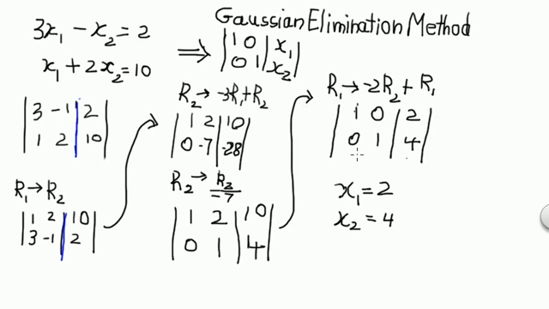This matrix is now in Gaussian elimination form, and the last column is actually the solution to our system. So as you can see, the solution to this system is this last column, which is x sub 1 is equal to 2 and x sub 2 is equal to 4.